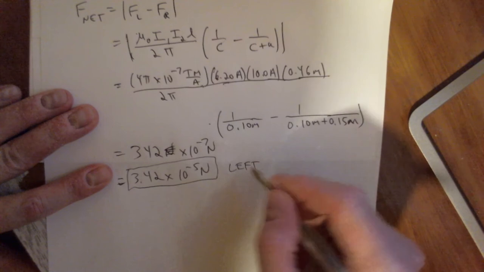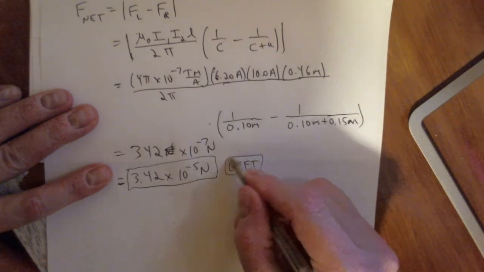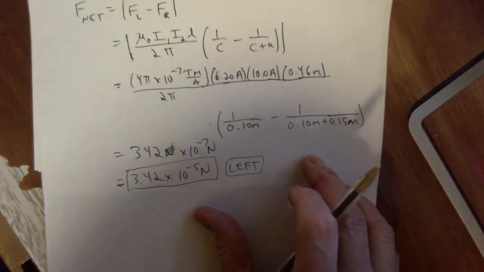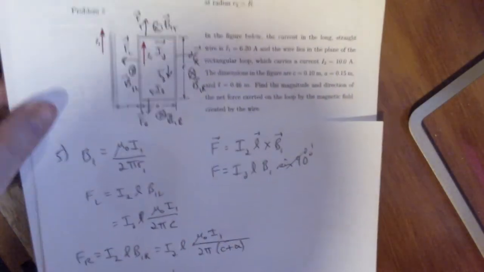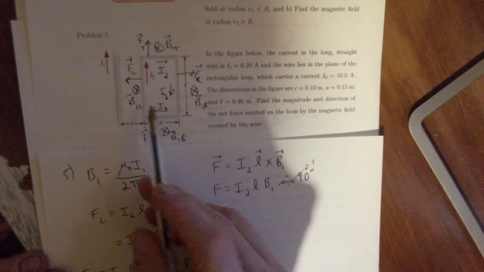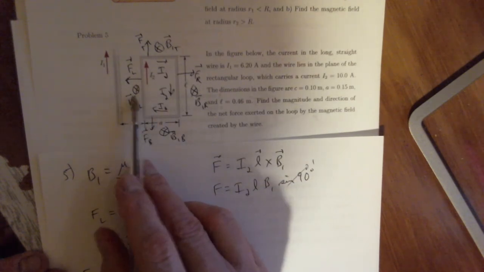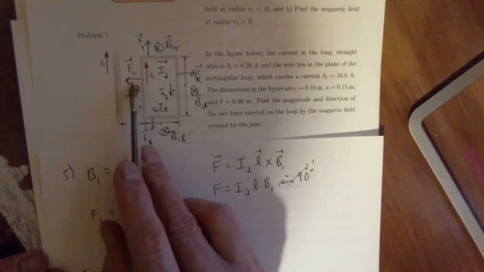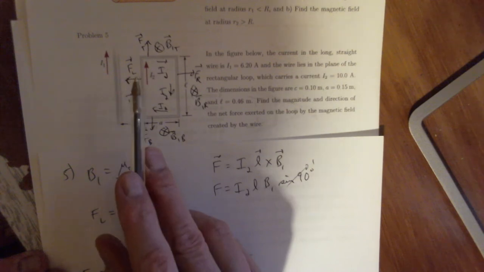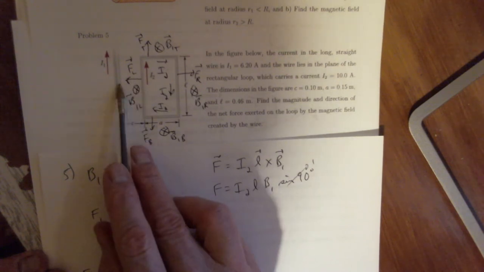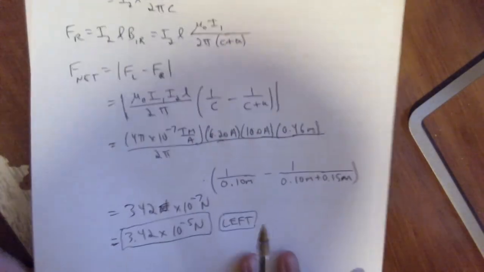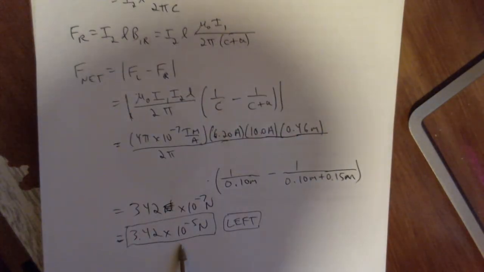because the left side of the rectangular loop is closer to the source of the B field, and so the magnitude of the B field on the left side is bigger, so the magnitude of the force on the left side is bigger. So the force on the left side predominates, and the force on the left side points left, so the net force is left, which gives you the final answer, which is this.